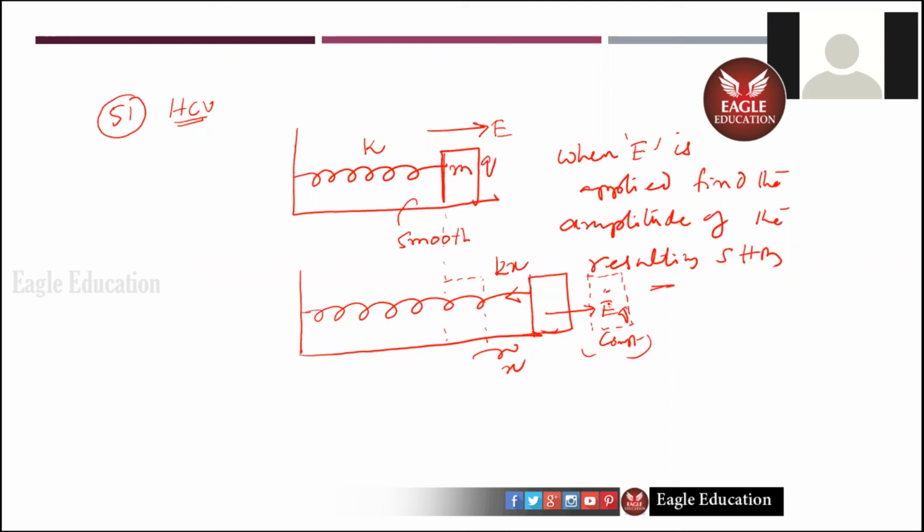Sir, I didn't understand, sir. What are you saying? I'm speaking, you're not listening. EQ will move it forward. kx will oppose it. Somewhere kx becomes equal to EQ, it will stop, you mean to say? No. It is accelerating. Somewhere the net force will be zero. This will be the equilibrium position. But the body still has a velocity. It will continue.